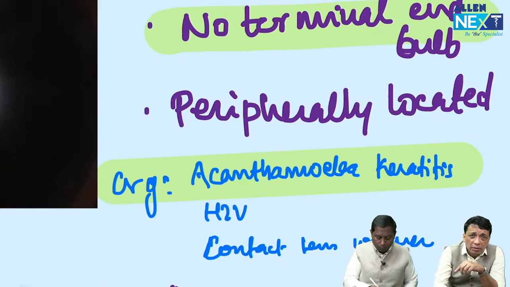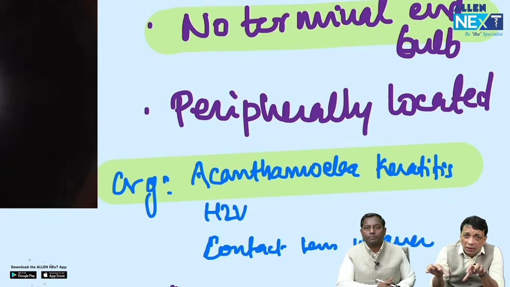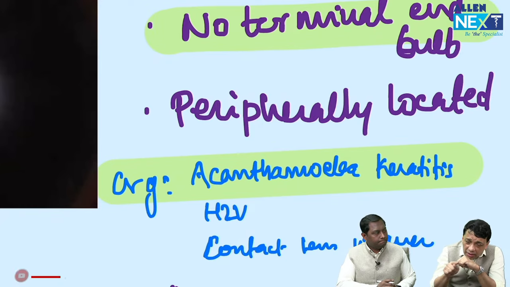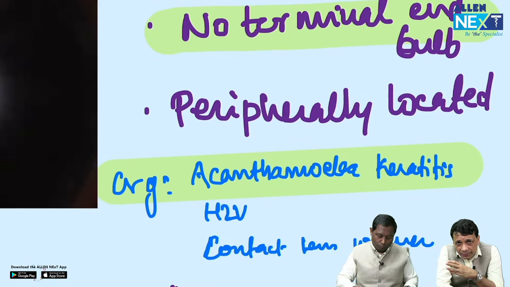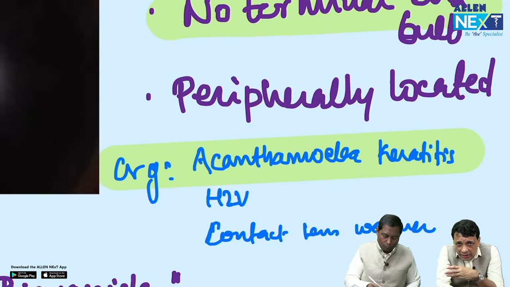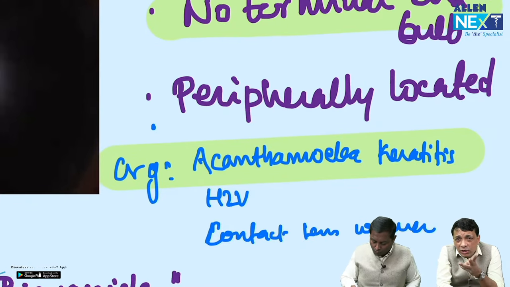Radial keratoneuritis affects the corneal nerves. That's why it's so painful. And the third thing about acanthamoeba is the classic ring-shaped appearance. It's a typical ring-shaped ulcer. So, these three points: first, the pseudodendrites; second, radial keratoneuritis; and third, the ring-shaped ulcer.